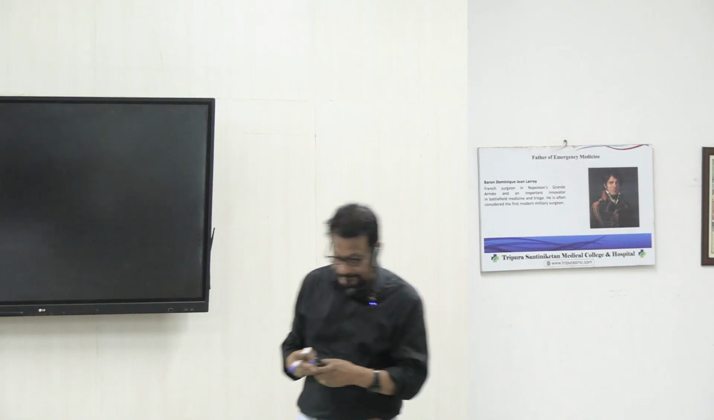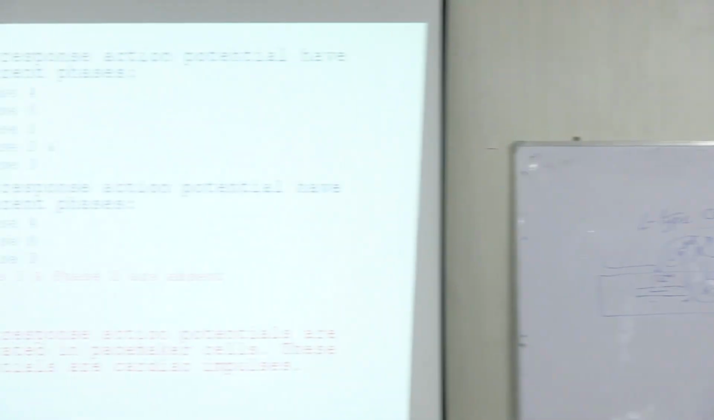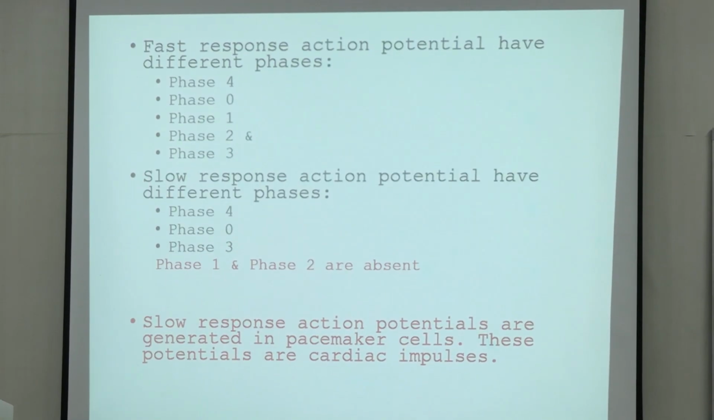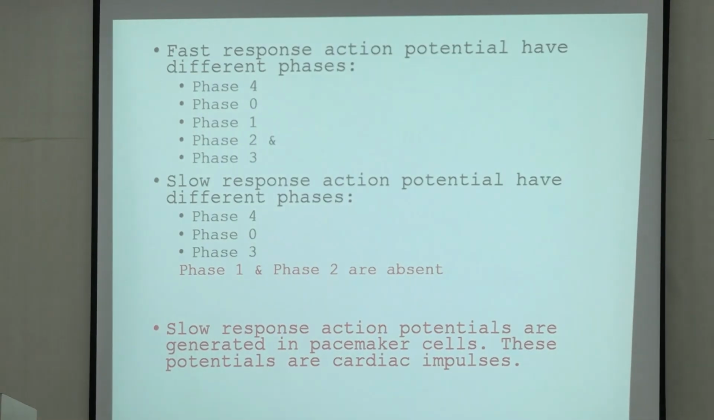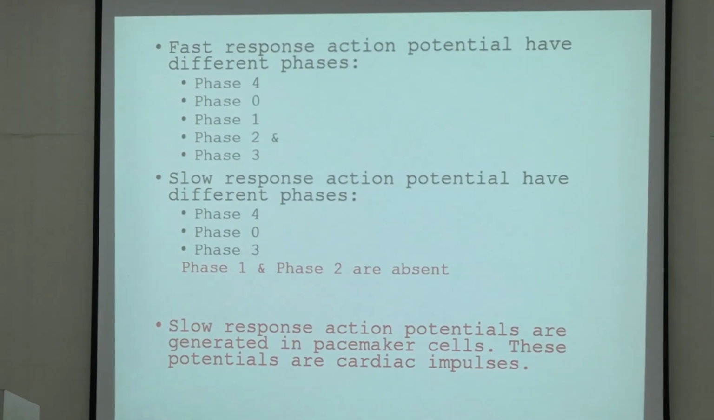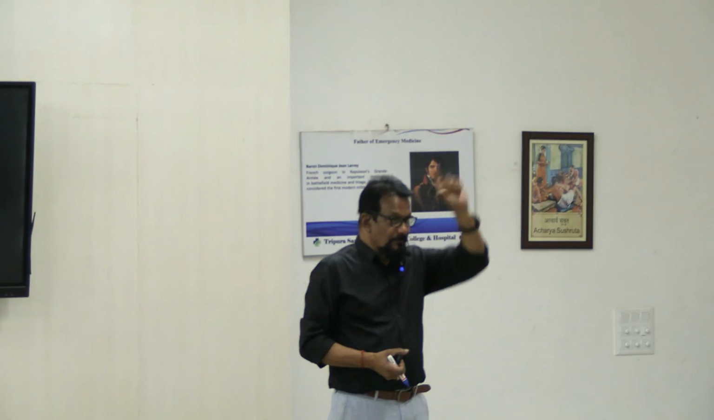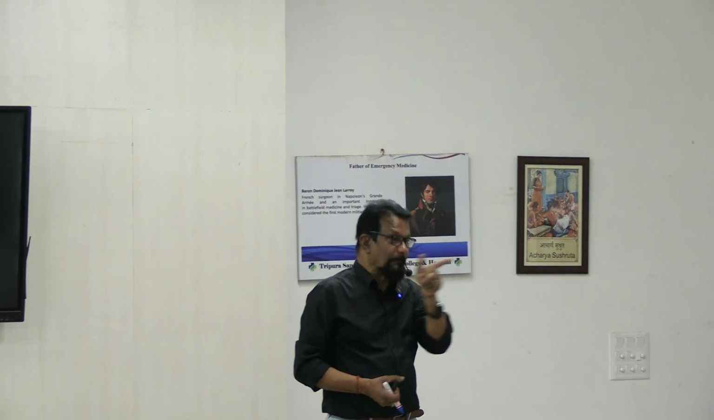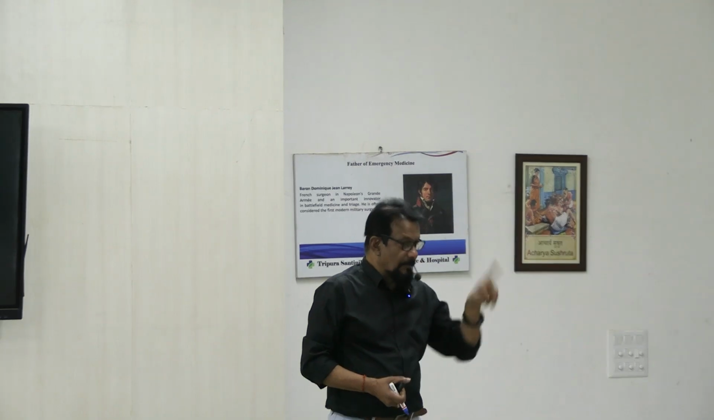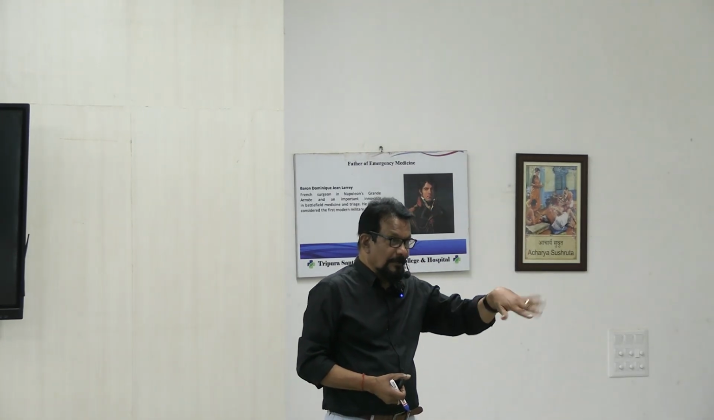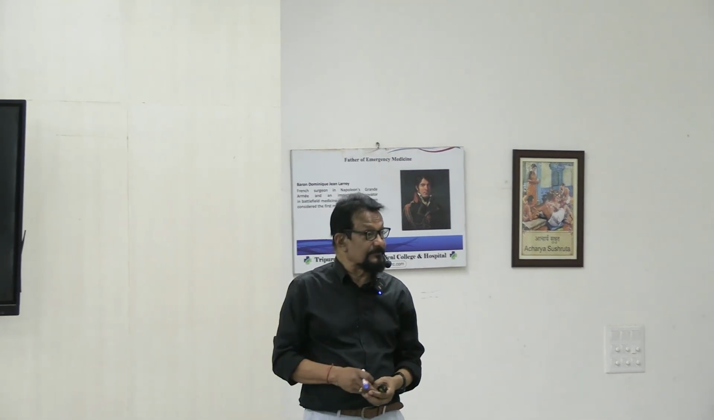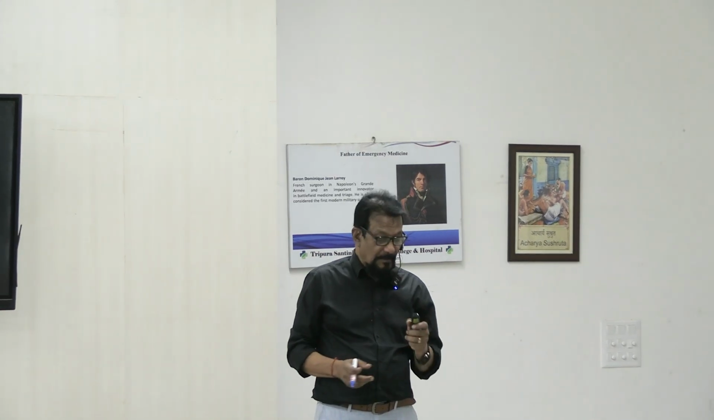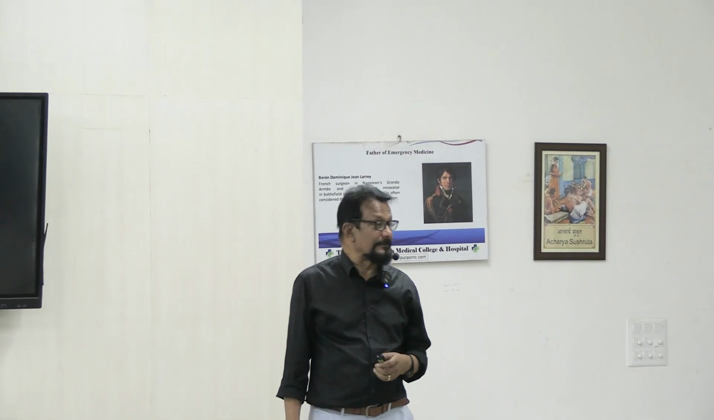Let's see what happens in the slow response action potential. In the slow response action potential, you will miss phase 1 and phase 2. Phase 1 is the downward deflection caused by the potassium ion, and the plateau you won't get. There will be phase 0, phase 4, and phase 3. Only these phases are there in the slow type action potential, and this is very important for generation of the cardiac potential by the SA nodal cells.